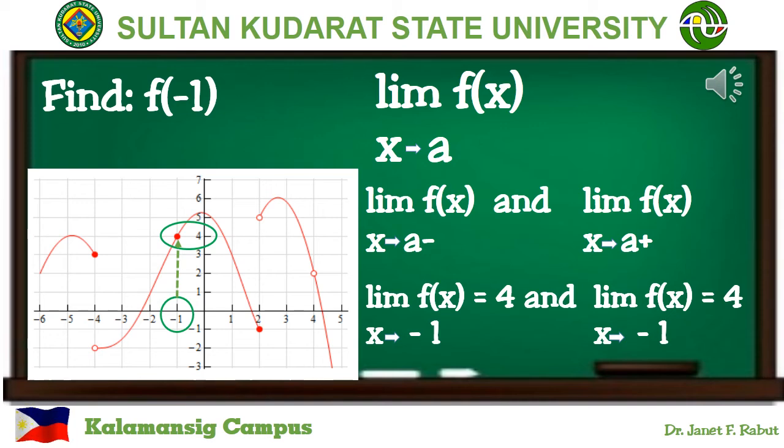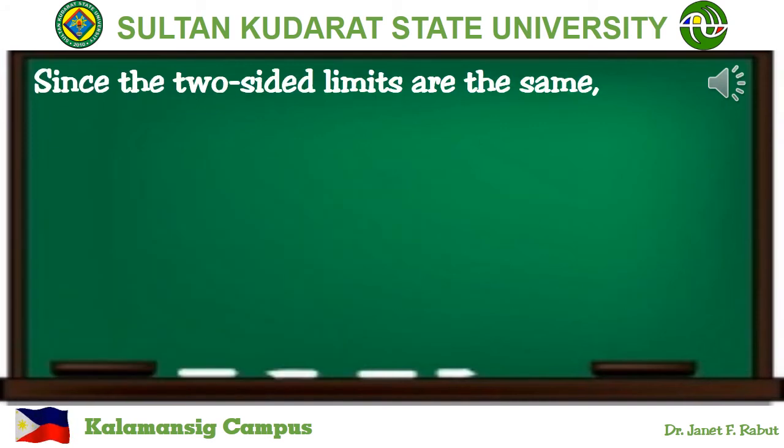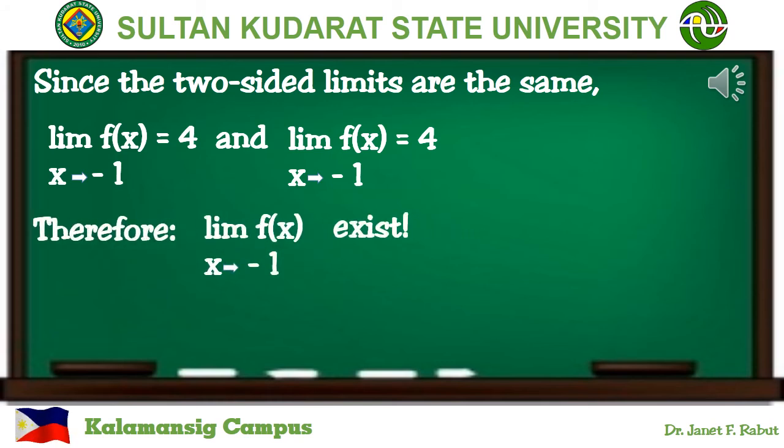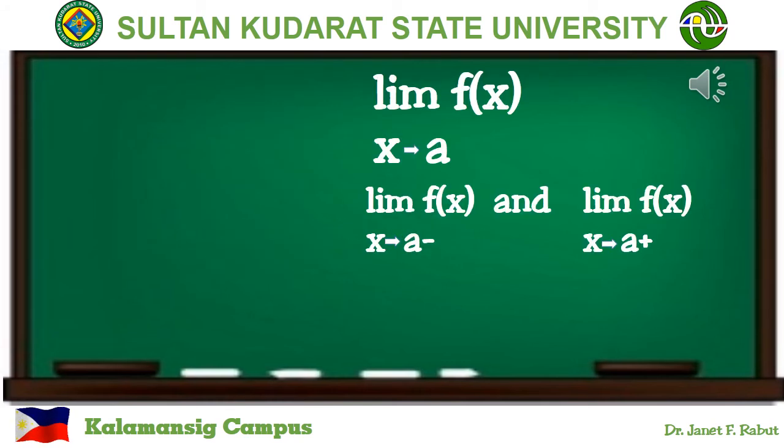Therefore, what does it mean? Since the two-sided limits are the same, or should I say, from both sides, the limit approaches the same value. That is, the limit of f of x as x approaches negative 1 from the left of a is equal to 4, and the limit of f of x as x approaches negative 1 from the right of a is equal to 4. Therefore, the limit exists. I hope that this time it is clearer.